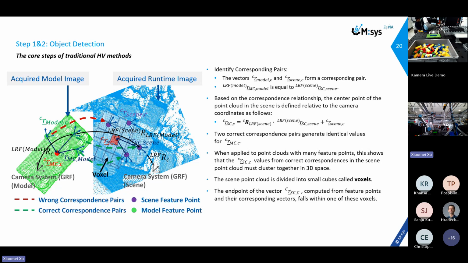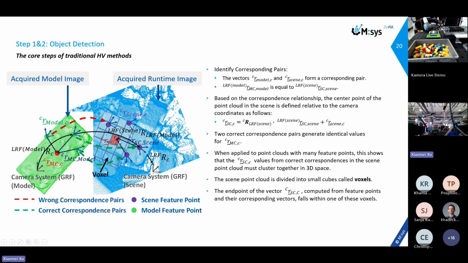Using these corresponding relationships, we determine the center points of the scene point cloud relative to the camera coordinates, as defined by the equation. Notably, two correct corresponding pairs will produce identical values. When applied to a point cloud with numerous feature points, a key observation emerges: the values derived from the correct correspondences cluster together in 3D space, as will be seen in this figure.